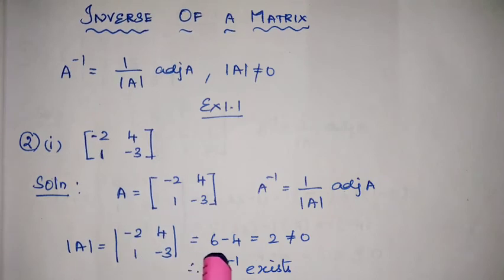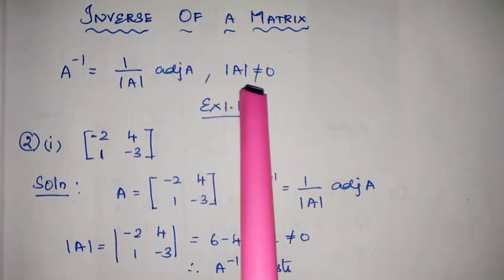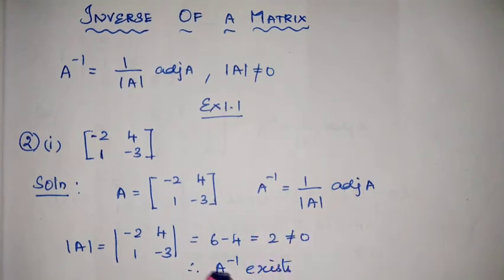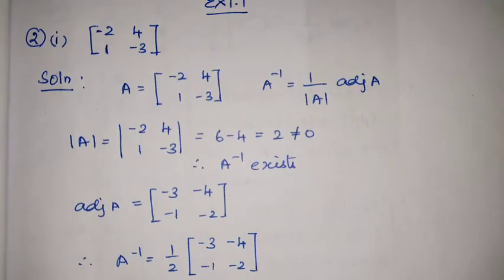Minus 2 into 3 is 6. Put a minus. 1 into 4 is 4. 6 minus 4 is equal to 2, which is not equal to 0. Not equal to 0. So what? A inverse exists. So A inverse exists.